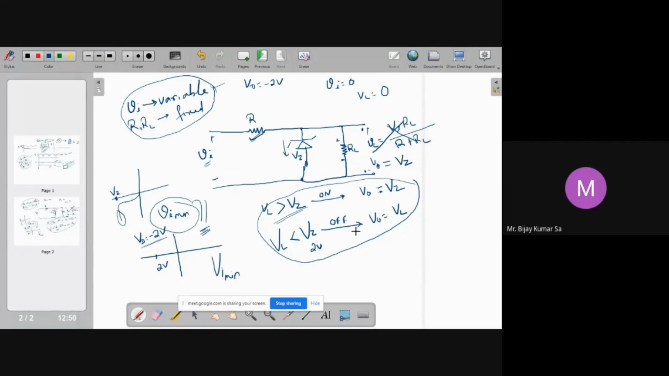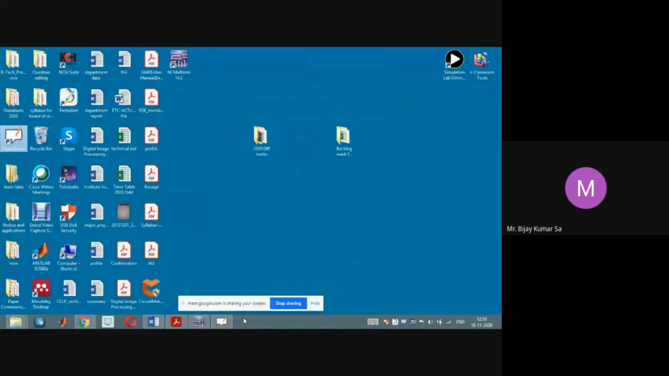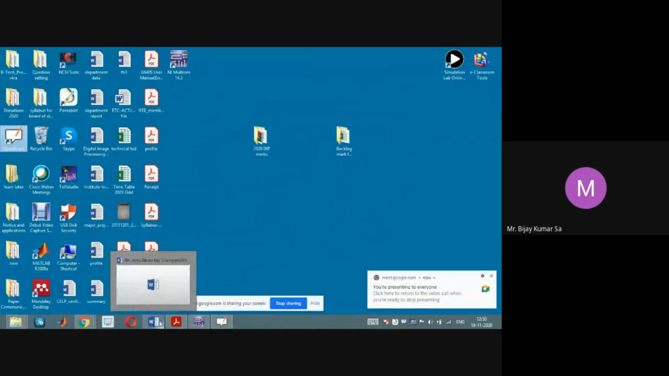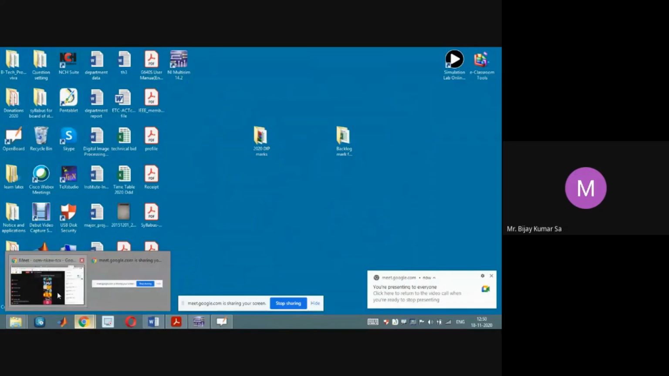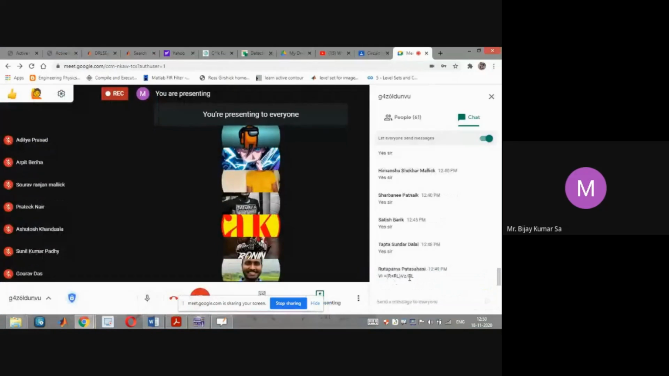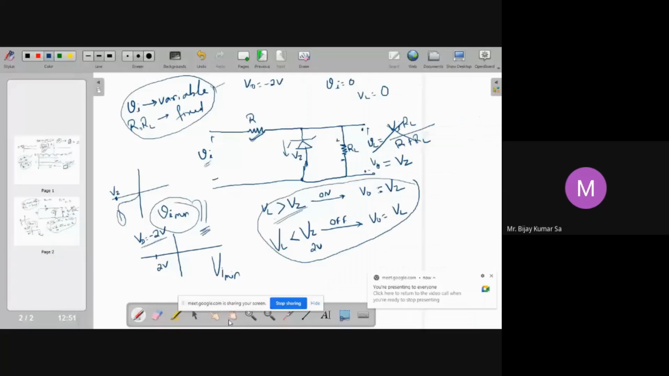Somebody should answer, no? Okay, somebody replied. Yeah, he's correct. Rituparna Patasahani, he is correct. Okay, yes, the derivation is quite simple.